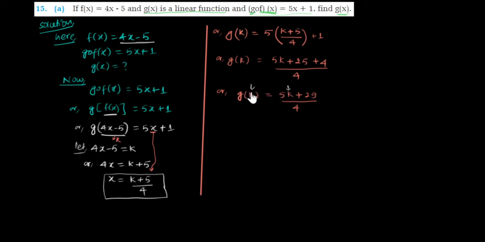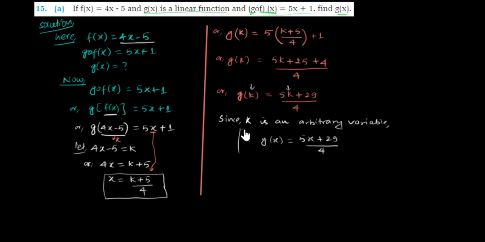So let me replace this k with the variable x. Since k is an arbitrary variable, whenever you replace this k, you need to replace the k on the other side also with the same value. So let me replace the k on both sides with x. Since k is an arbitrary variable, a random variable, no matter which variable it is, therefore g(x) is equal to (5x plus 29) divided by 4.